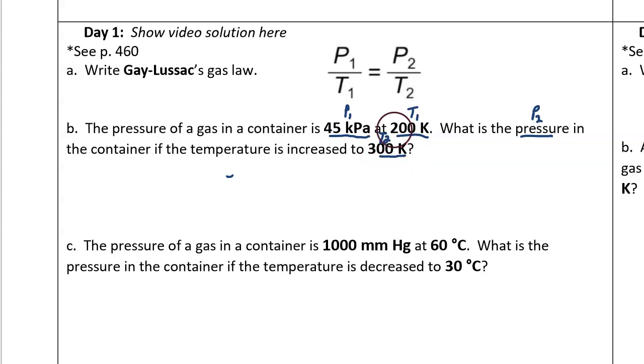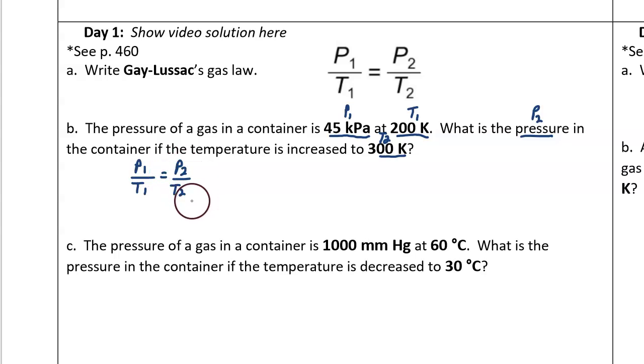That will be T2. So when reading this word problem and underlining the measurements, I see that it has to do with P1, T1, P2, T2. So I'm going to use Gay-Lussac's law instead of any of the other gas laws. So start by writing the formula. P1 over T1 equals P2 over T2.